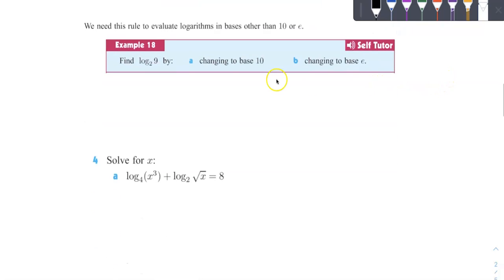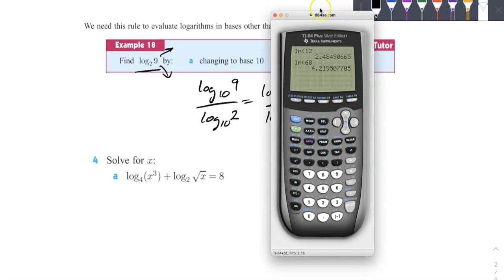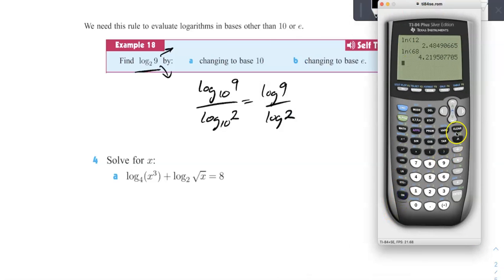So let's do an example. You need this rule to evaluate logs other than 10 or e. So find log base 2 of 9 by changing to base 10. All we're going to do is rewrite this so 9 goes on top, 2 goes on the bottom. So log base 10 of 9 over log base 10 of 2. Now remember, log base 10 is a common log, so it's written like the log of 9 over log of 2. And if you had a scientific calculator, this is how you would solve it. You go log 9, close a parenthesis, very important, divided by log 2.